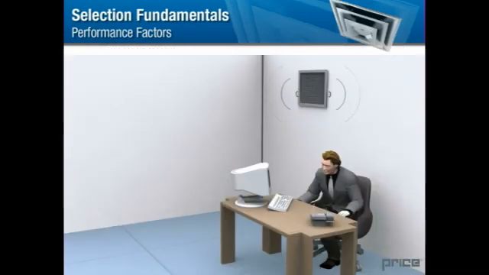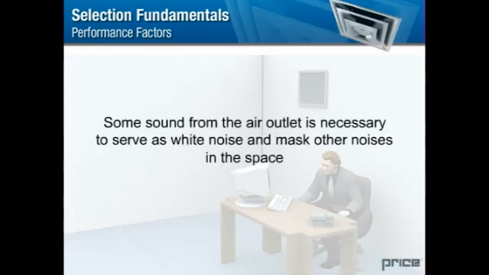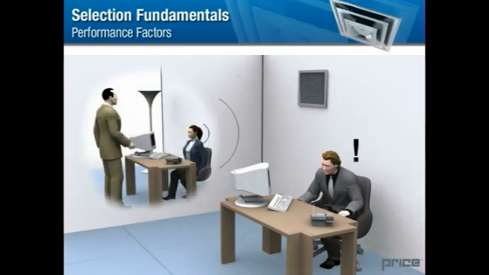If the sound level is too high, it can be distracting and unpleasant for occupants in the room. If the sound level is too low, that can also be unpleasant for occupants. Some sound from the air outlet is necessary to serve as white noise and mask the other noises in the space. Without this white noise, phone conversations from adjacent desks will be more clearly heard. Virtually any noise in the space can become a distraction, as it is no longer masked.